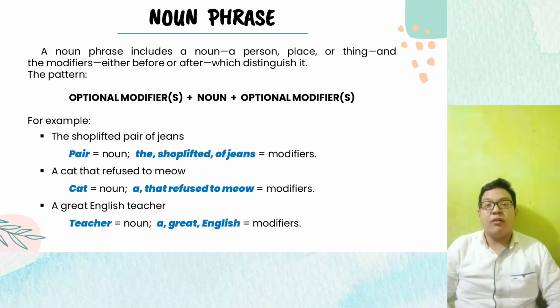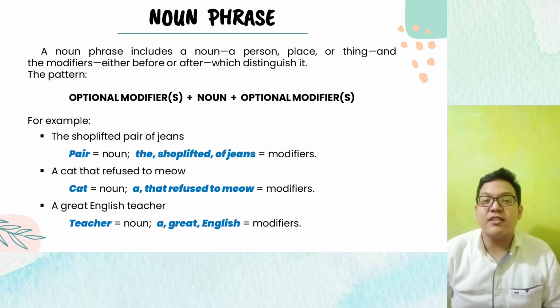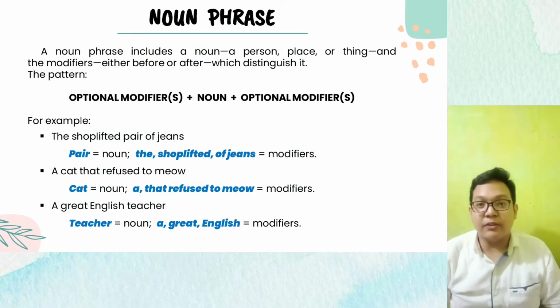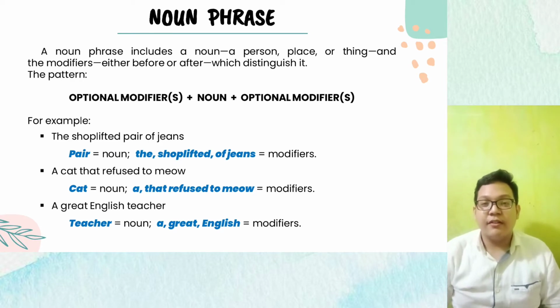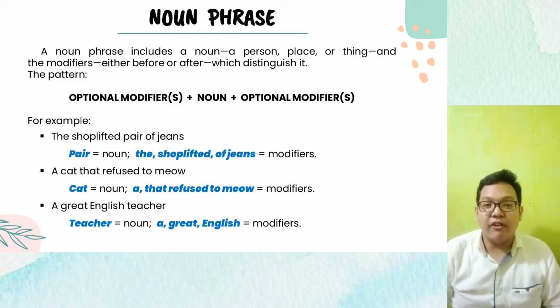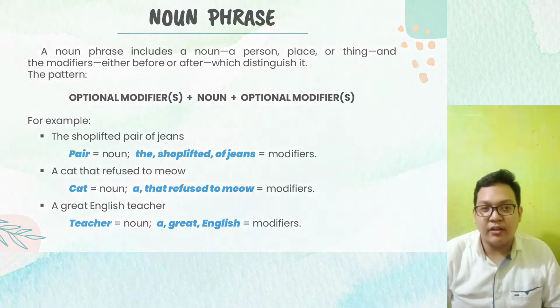The first one is the noun phrase. A noun phrase includes a noun, a person, place, or thing, and the modifiers, either before or after, which distinguish it. The pattern is optional modifier plus noun plus optional modifier. The example: the shoplifted pair of jeans. Pair is the noun, and the shoplifted and of jeans are the modifiers.